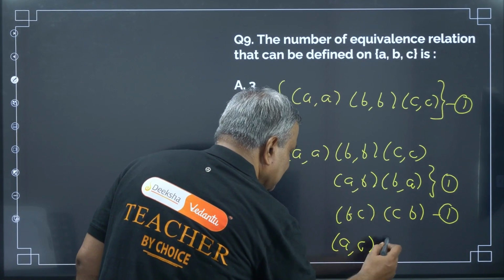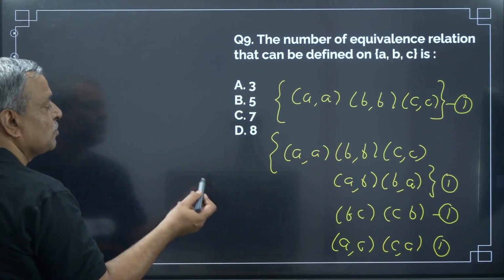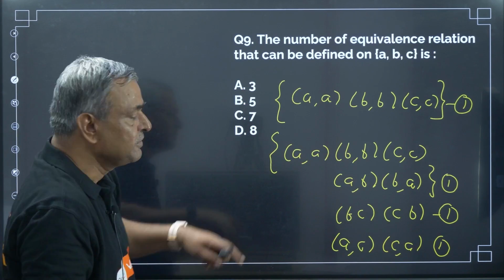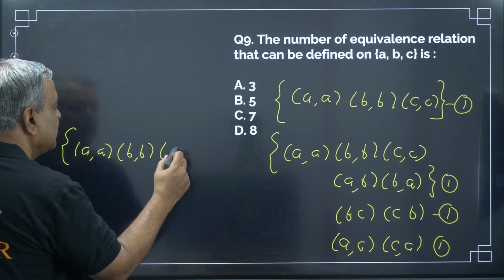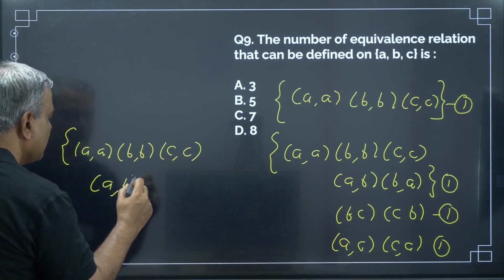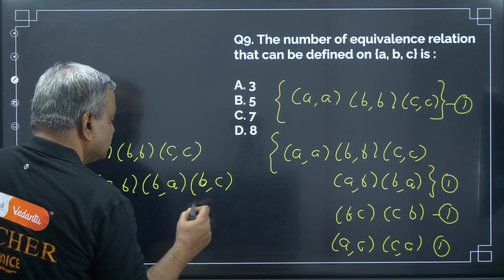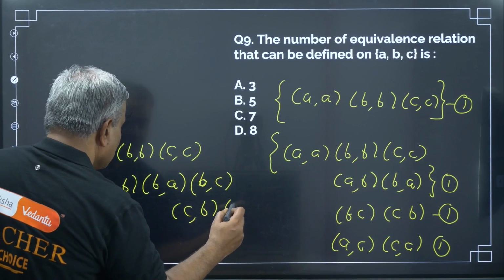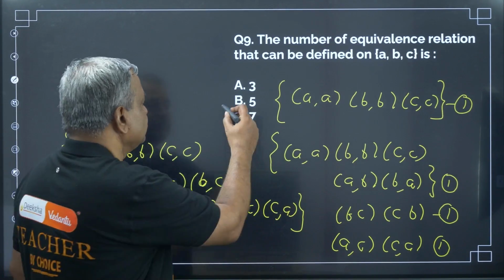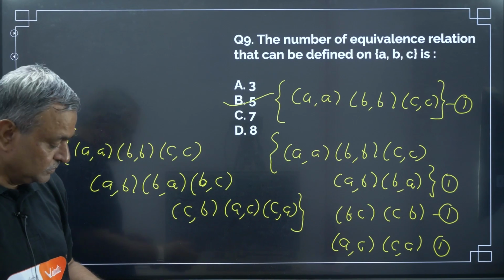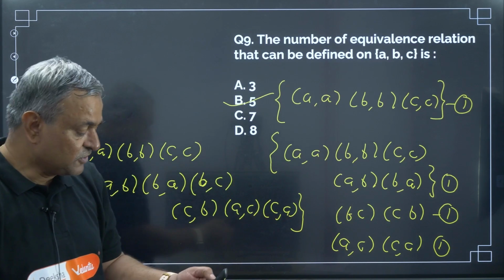Similarly, (B,C), (C,B) will give one more. Similarly, (A,C) and (C,A) will give you one more, and writing all ordered pairs, you get one. 1, 2, 3, 4, 5. So how many are there? 5 equivalence relations are possible. Okay. It will take a little time, but the remaining time you can save from the previous questions.